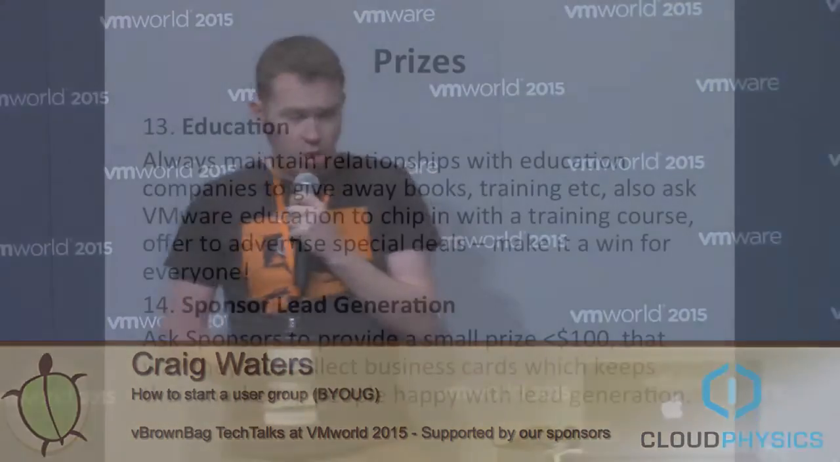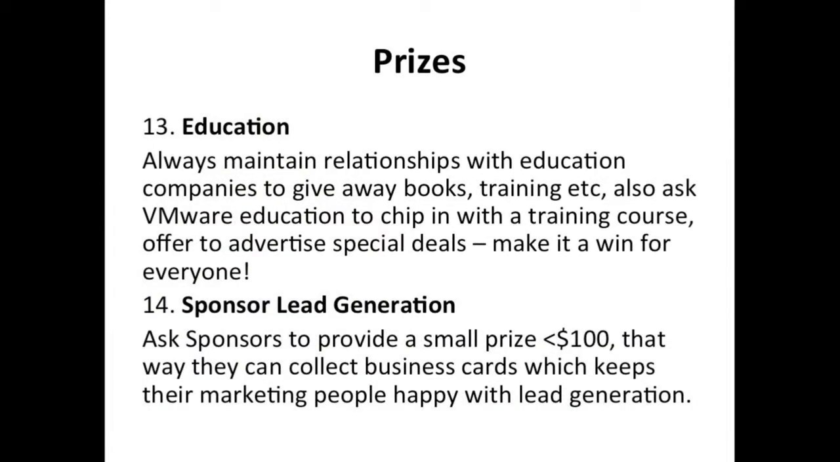So tip 13 is around education. Approach some of the education companies to provide prizes. There are education companies for the vendors that you're involved with. There's also some great companies like Pluralsight. They're always very keen to have representation at user groups. So go and contact them.